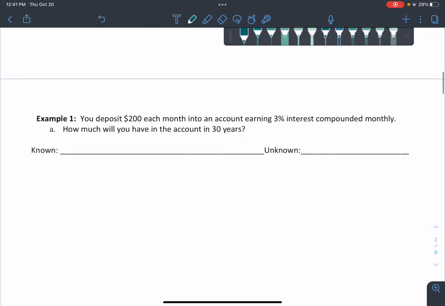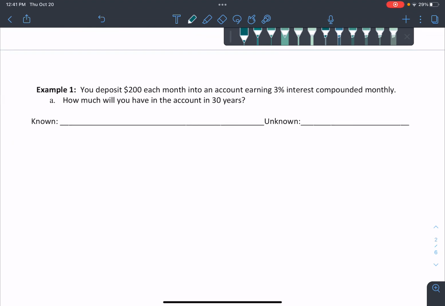Okay. All right, let's look at this first example here because this will make a lot more sense after we actually try a problem. So you deposit $200 each month into an account earning 3% interest compounded monthly. How much will you have in the account in 30 years? So what we want to do is look at this problem, analyze what they've given us, and figure out what it is they're asking me to solve for. So let's go through this word problem again now, and let's take out a highlighter or something and highlight all the important information. So you deposit $200 each month.